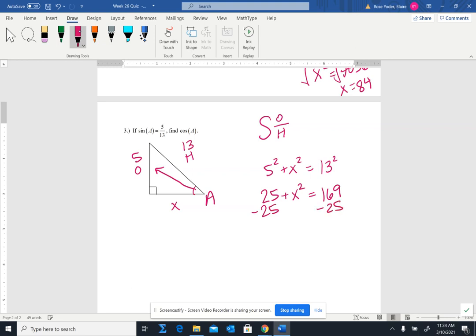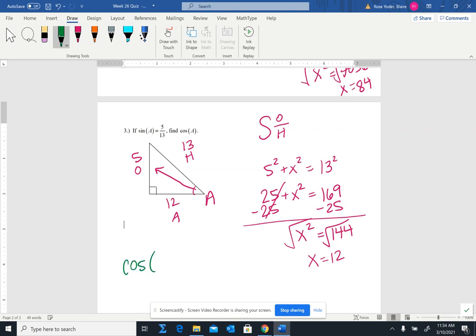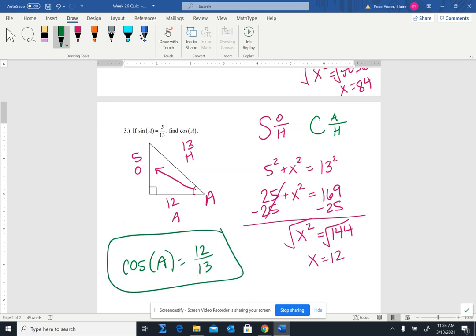So if you know these triples and you recognize some of them, then it can save you a lot of work and you don't have to do all these calculations. But for the rest of us, we're going to do 169 minus 25, and then we're going to square root it and get that x is 12. So that's our adjacent leg. That's the hard part. After that, we just have to go cosine A. Well, cosine is caught another hippie. So we just have to go A over H. So 12 over 13. And that's the final answer because cosine is just asking for a fraction.